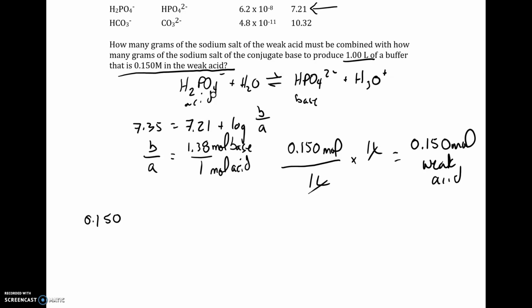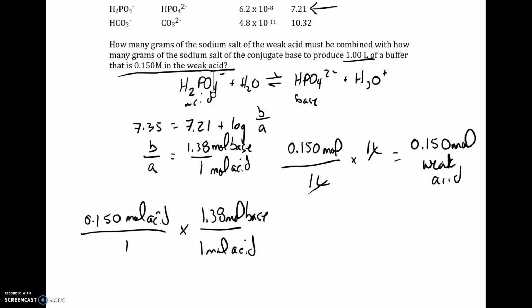Yes. So if we have 0.150 mole acid, I can put that over 1. Now I'm going to use this factor, and I'm going to cancel acid. 1 mole acid, 1.38 mole base. See how the mole acid cancels? I'm left with moles of base. I just have to multiply 0.150 times 1.38, and I get 0.207 mole base. Now it's going to be in 1 liter, so that's also going to be the molarity. But first we're going to go to grams from moles anyway.